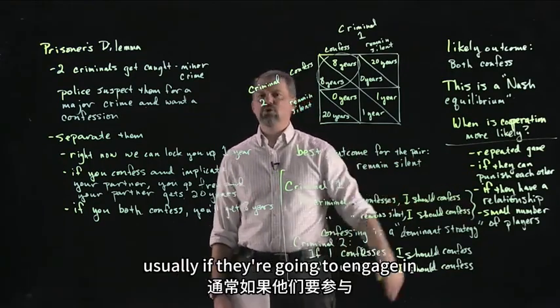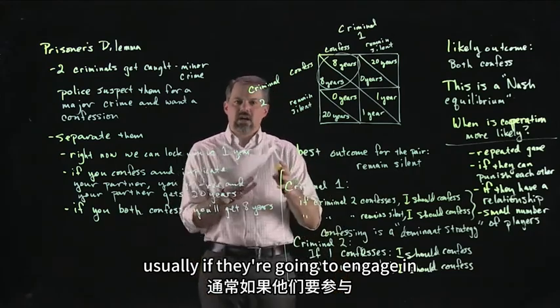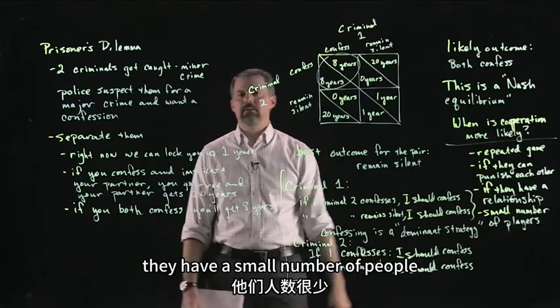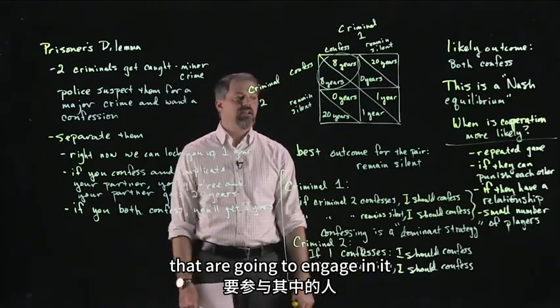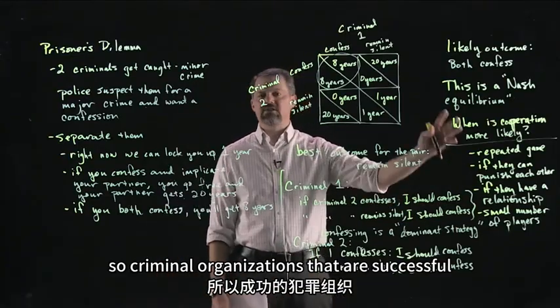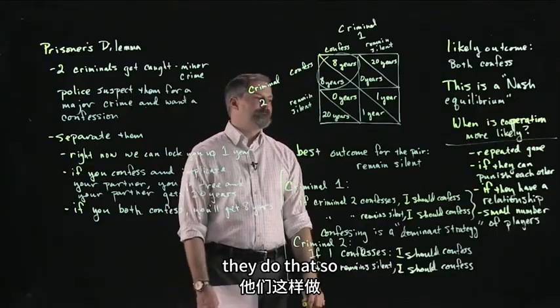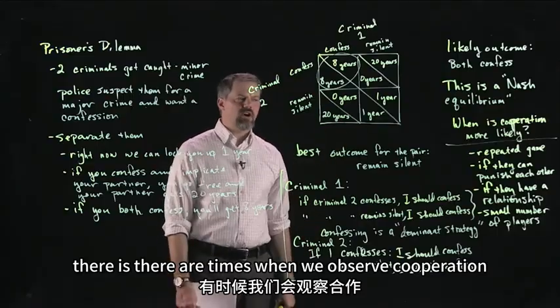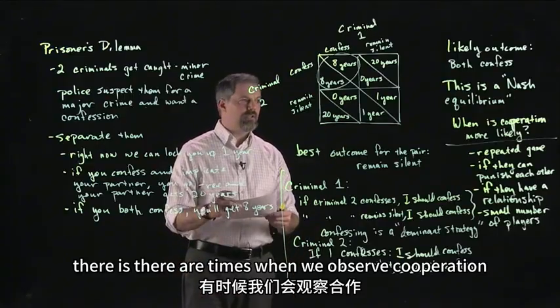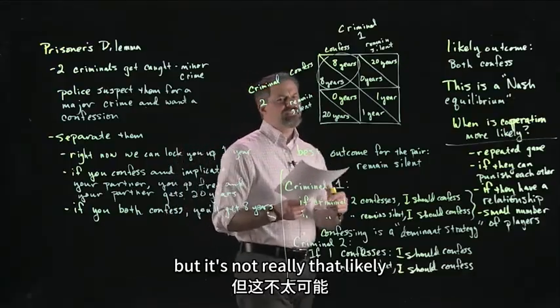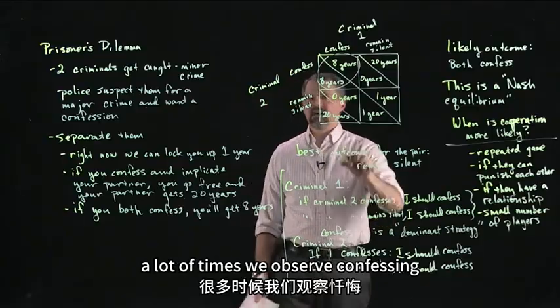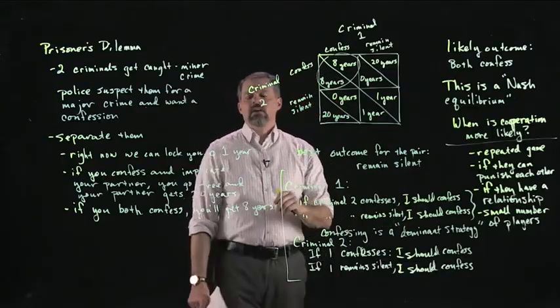Small number of players, usually if they're going to engage in a specific crime, they have a small number of people that are going to engage in it. So criminal organizations that are successful, they do that. So there are times when we observe cooperation, but it's not really that likely. A lot of times we observe confessing.